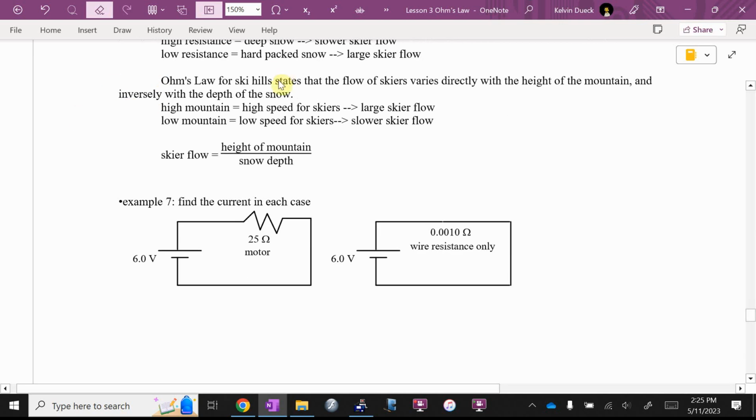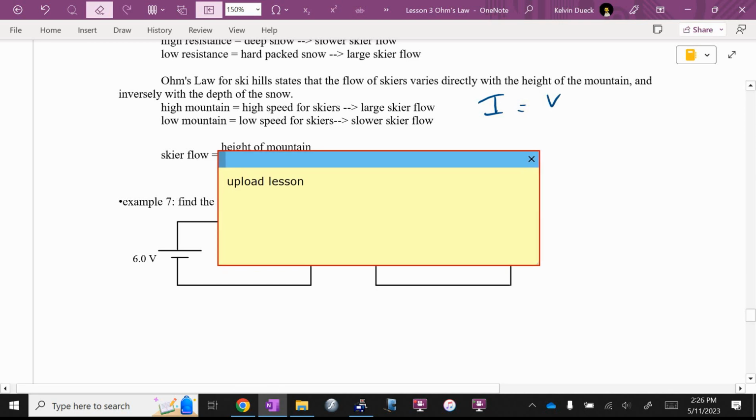Ohm's law for ski hills states that the flow of skiers varies directly with the height of the mountain and inversely with the depth of the snow. Say what? Flow of skiers is current. It varies directly with the height of the mountain.